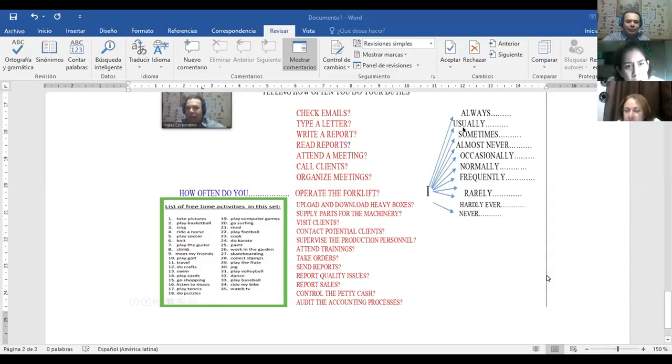Repeat, please. How often do you check emails? I usually check emails. Okay. Pregunto otra. Sí. Okay. How often do you take orders? I never take orders. Okay. Yes. How often do you take pictures? I usually take pictures. How often do you type a letter?